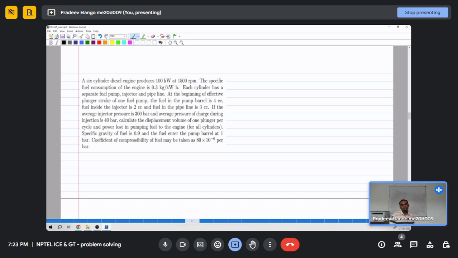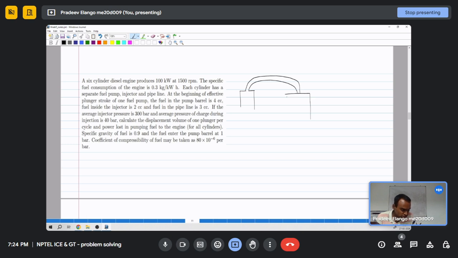For the 6-cylinder diesel engine given with the specific fuel consumption, we can calculate the fuel quantity needed for every cycle, for every cylinder. Now, it is given that this fuel pump, which will have a plunger arrangement, will have a long line and then goes to the injector.